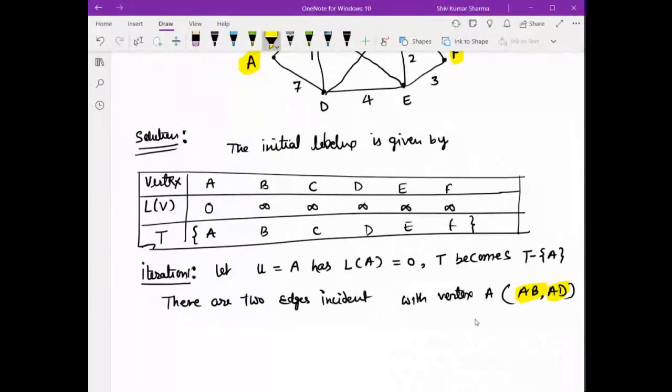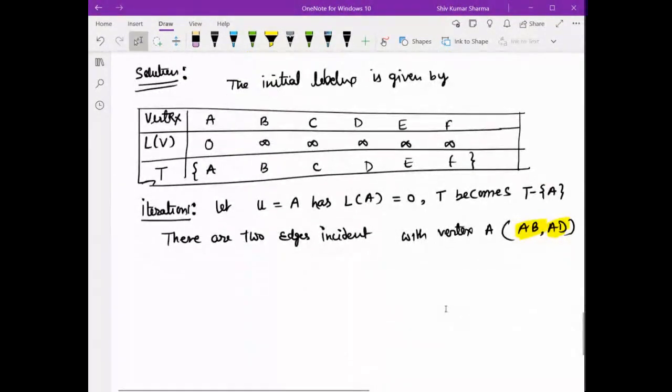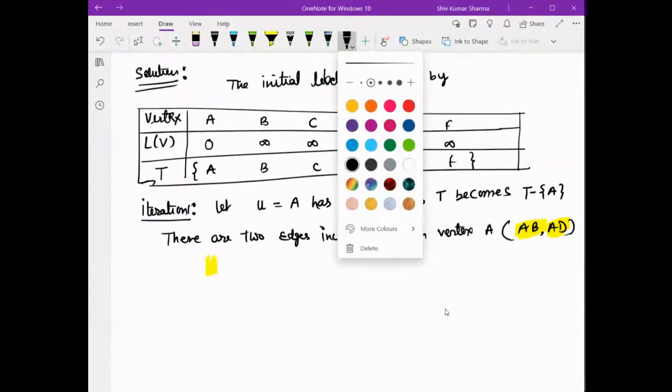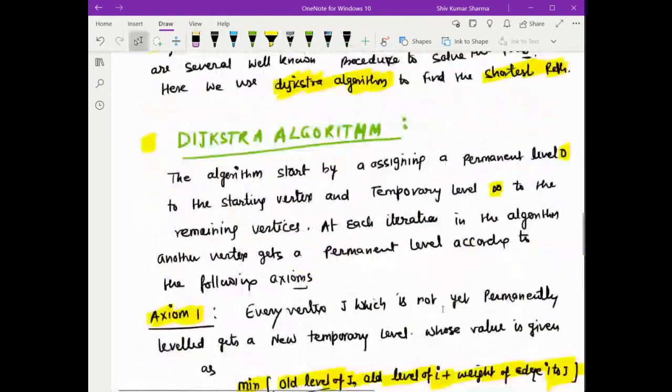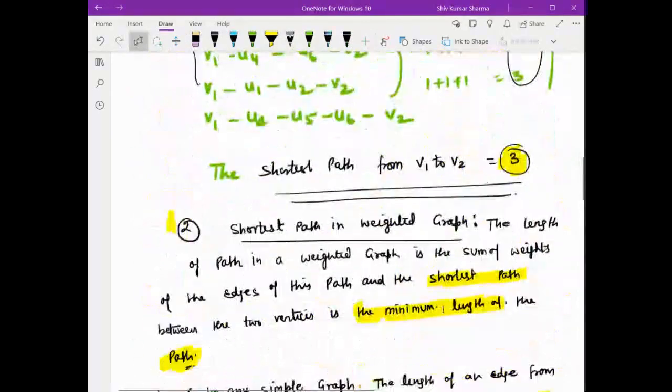So we write B and D. We see that B and D both belong to set T. So now we use this formula.